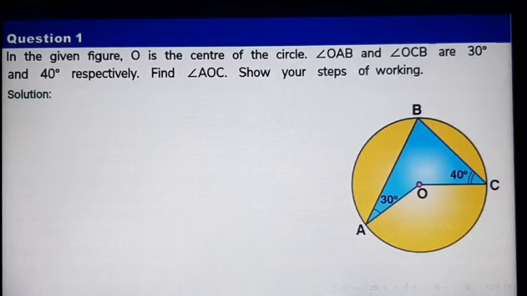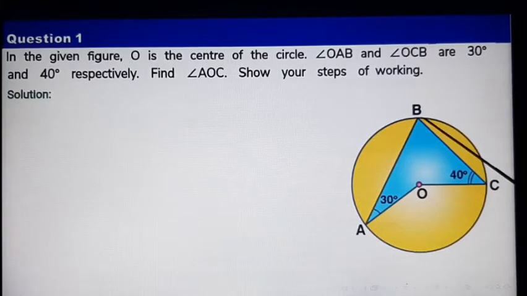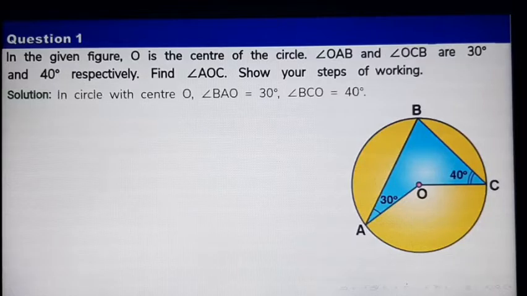Before I start solving this particular problem, let us try to analyze how to find this central angle. If you compare this problem with the theorems we have learned, one of the theorems says that this angle is going to be double of this particular angle. So in order to understand this problem, let's see what are the things given to us.